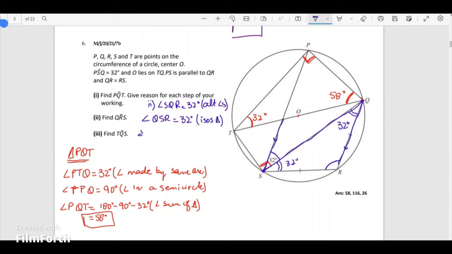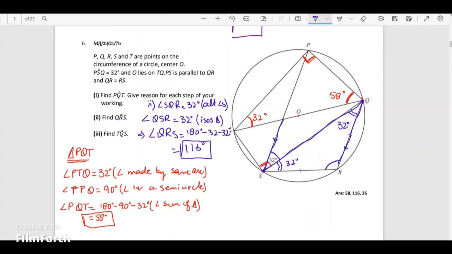This means angle QRS would be equal to 180 degrees, take away 32, take away 32. The reason being the angles in a triangle. So 180 minus 32 minus 32, the answer is 116 degrees. That's how you do the second part.